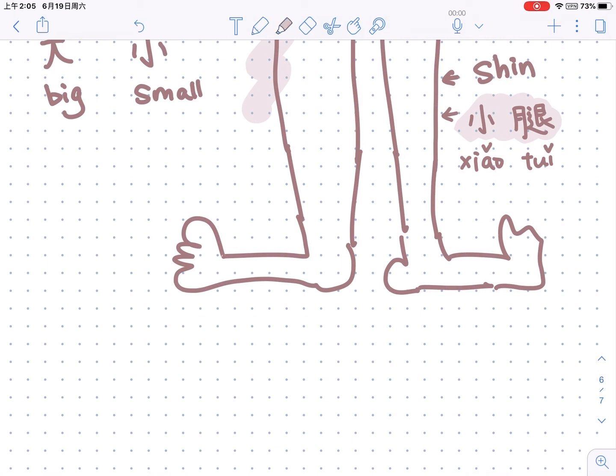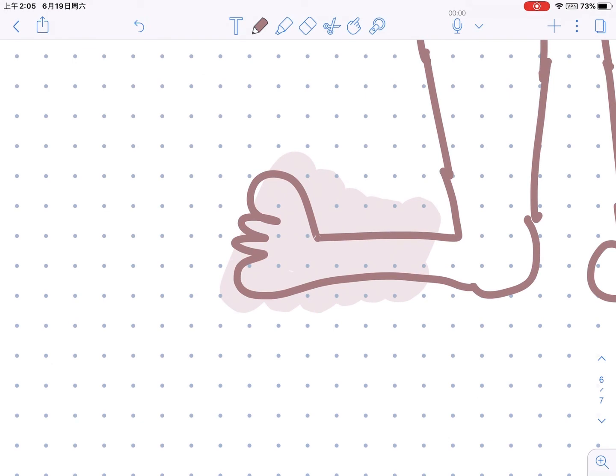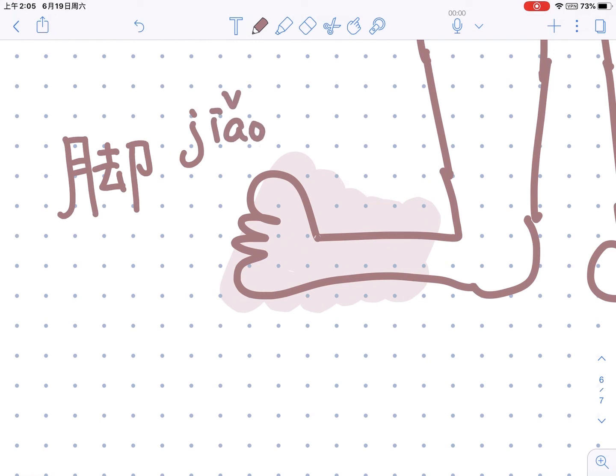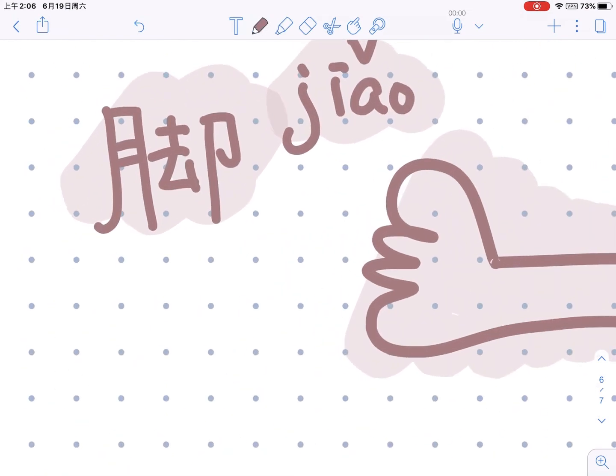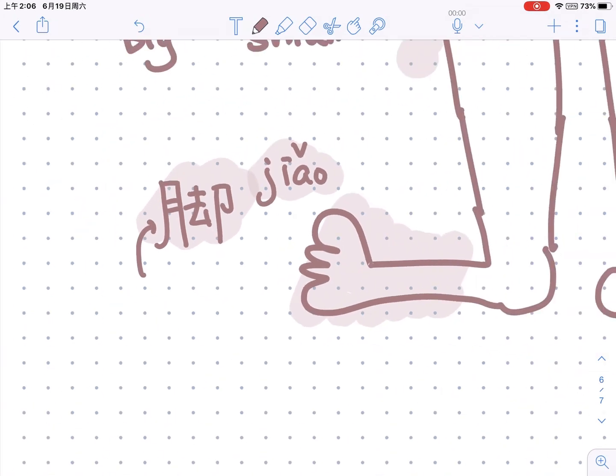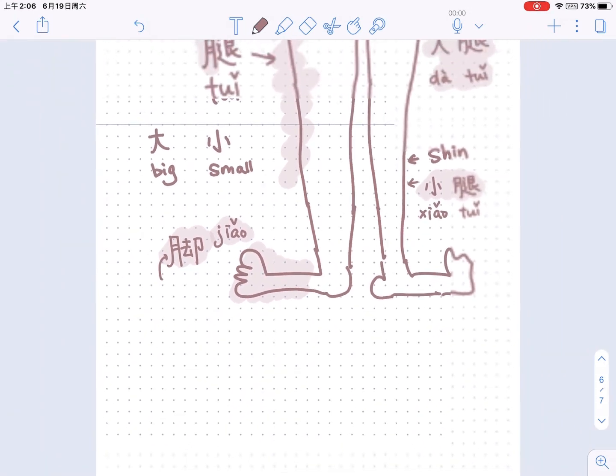So let's go to the last part for today's class. That is this guy's foot. In Chinese, again, we have one character for this part. That is 脚, and it's written in this way. And the pinyin is 脚. Yeah, that's it. 脚 means foot. And again, just to repeat, you would see a 月 here, which indicates it's something related to meat, organ, or just body part.